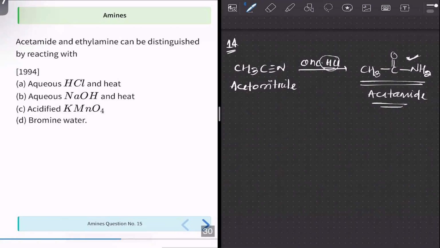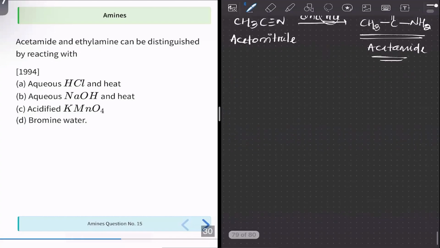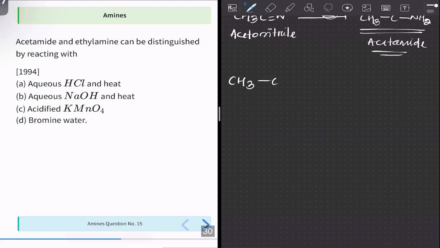Acetamide and ethylamine can be distinguished by reacting with which reagent? Acetamide is CH3CONH2, and ethylamine is C2H5NH2. So a primary amine can be differentiated from a primary amide by which reaction? Okay, let's go one by one. Aqueous HCl and heat? No, it is not the case.